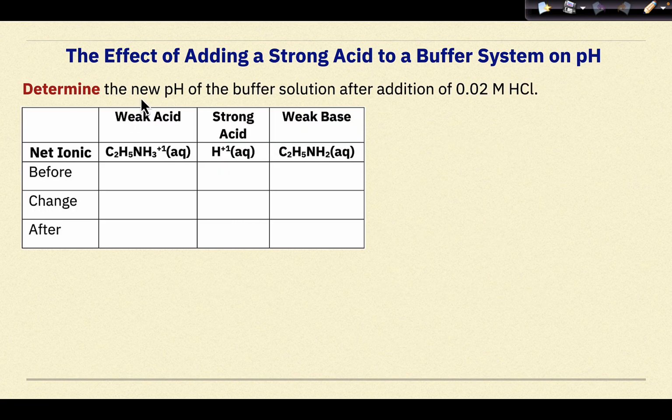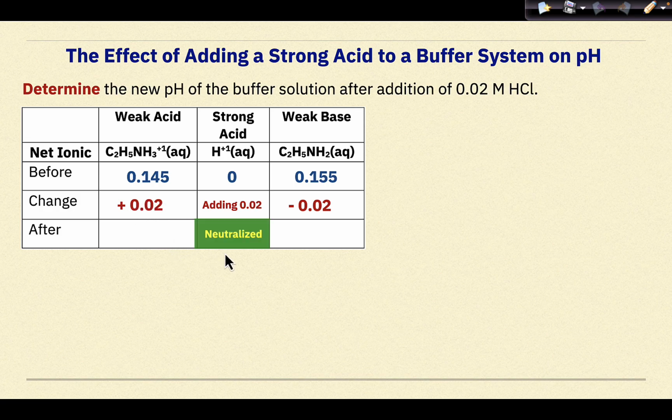Now we're going to determine a new pH of the buffer solution after the addition of 0.02 molar HCl. So in the beginning, the concentration of our weak acid is 0.145. No hydrogen ions have been added. And the concentration of the weak base is 0.155. The change occurs once we add that 0.02 molar of the strong acid. So again, the strong acid is going to be neutralized completely by the weak base, but as a result of this neutralization, some weak acid will be produced.